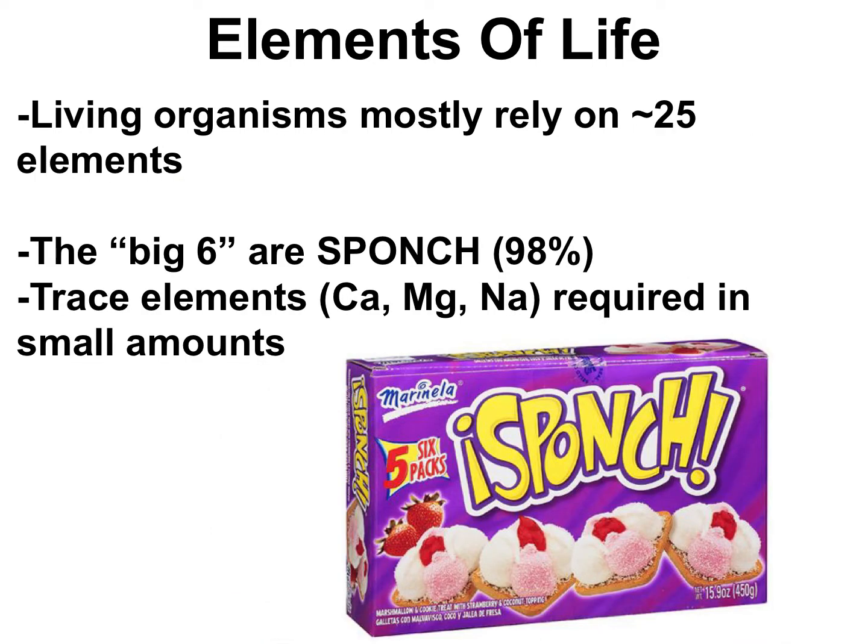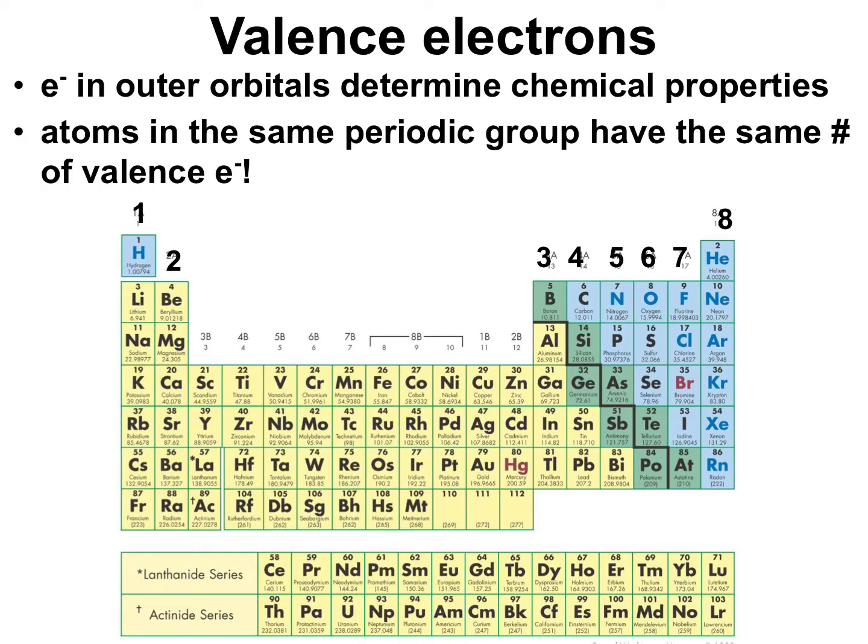A bunch of atoms of the same type is called an element, and living things mostly depend on just 25 of the over 100 elements on the periodic table. The big six most abundant elements in living things can be remembered with the mnemonic SPONCH: sulfur, phosphorus, oxygen, nitrogen, carbon, and hydrogen. You knew it was coming. Our friend, the periodic table, organizes elements into chemical groups or families.